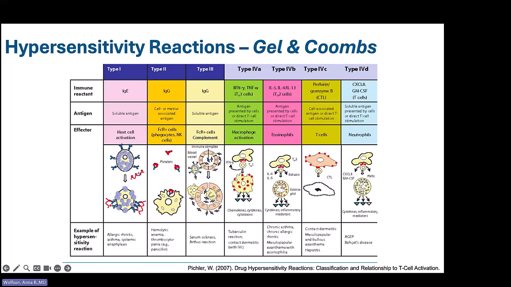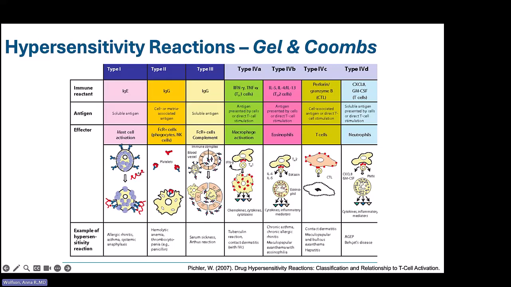Now I was saying earlier there are multiple different types of type 4 hypersensitivity, and we have to think through the different manifestations. So the first one, they're all T cells, but type 4A is Th1 mediated, and the example there would be contact dermatitis. Whereas we have Th2 activation, this is eosinophil mediated, so that's like chronic asthma, chronic allergic rhinitis, or a maculopapular rash with eosinophils. If you have a perforin or granzyme B cell-associated antigen with direct T cell stimulation, this is more like the macular and bullous exanthema or hepatitis.